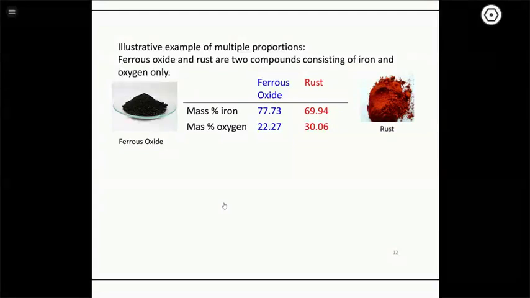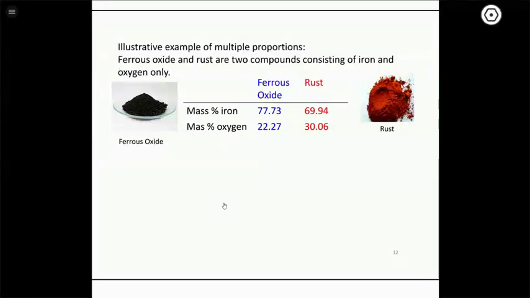And then there's another compound called ferrous oxide, which is a black powder, so clearly distinct from rust, looks a lot different, has a lot of different properties. And in that compound you have also just iron and oxygen, but the mass percents are different. And so whenever you form two different compounds, you're going to have two different mass percentages involved. And so this is what law of multiple proportions tells us.